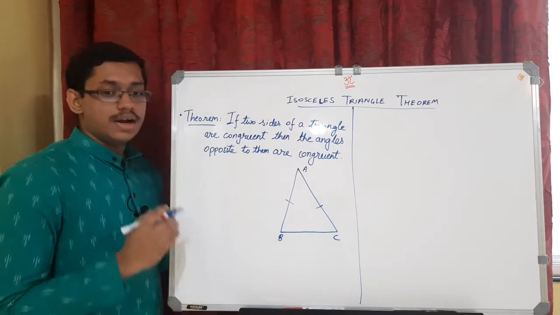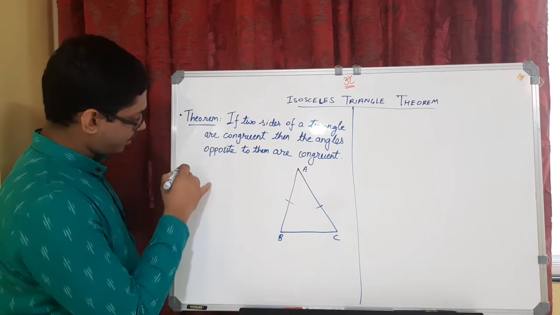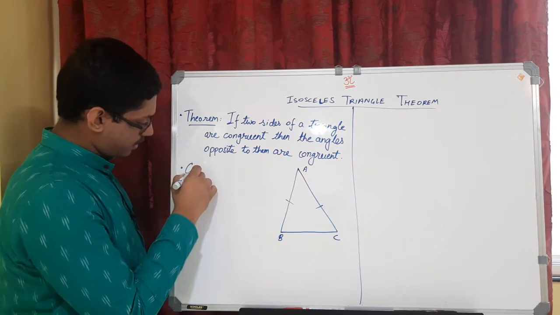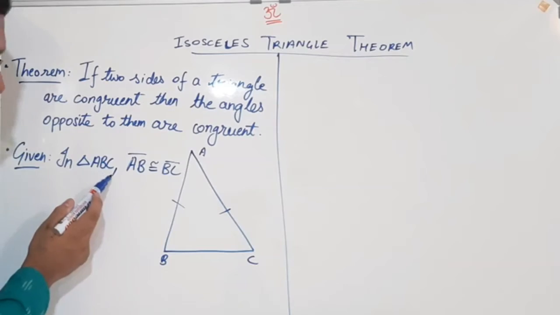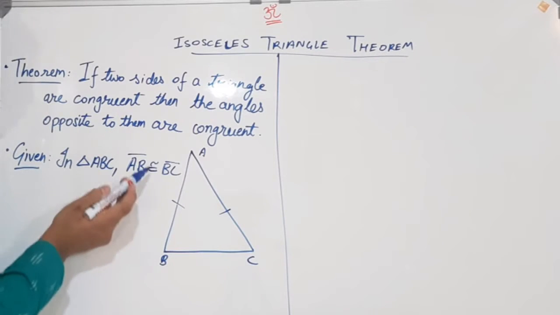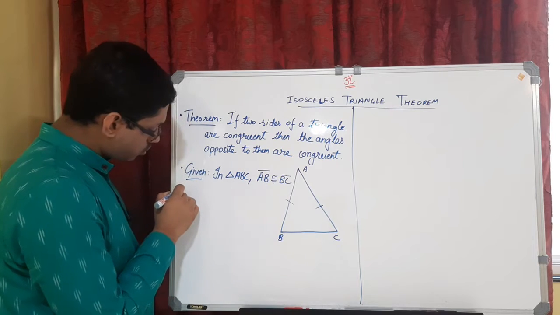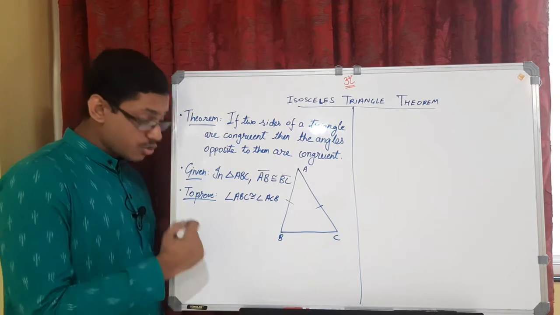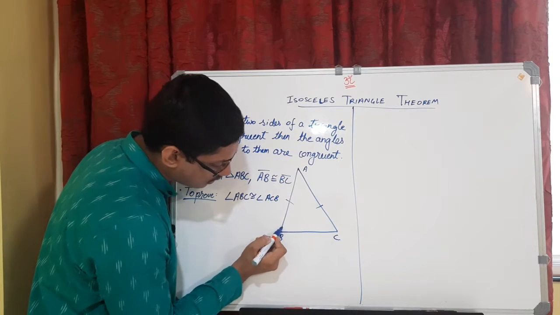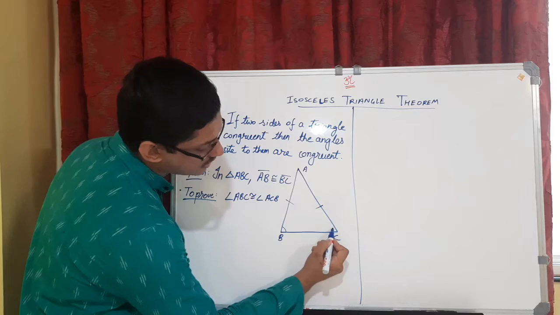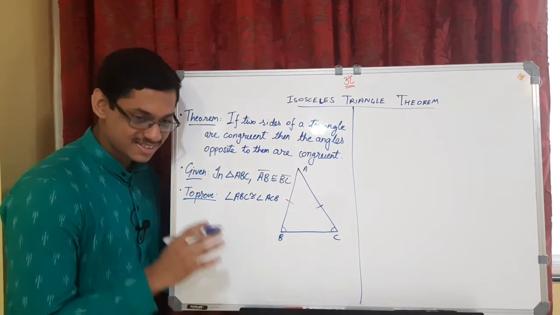Alright. Now let's write the given part and the to prove part. Given part is in triangle ABC, side AB is congruent to side BC. This is the congruent side. Alright. Now the to prove part. The to prove part is, we have to prove angle ABC, means this angle is congruent to this angle ACB. This we have to prove.